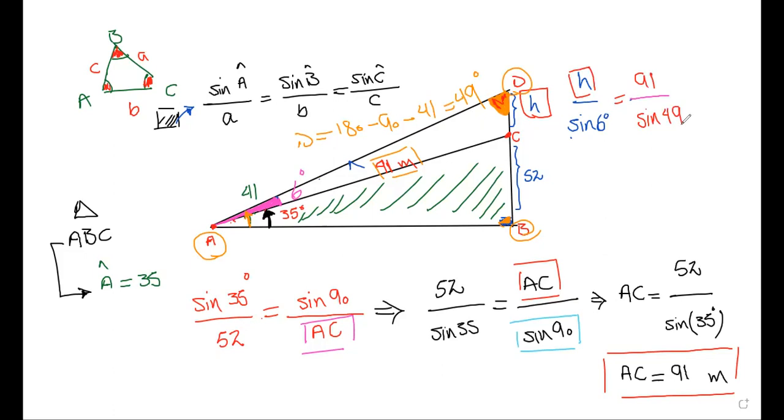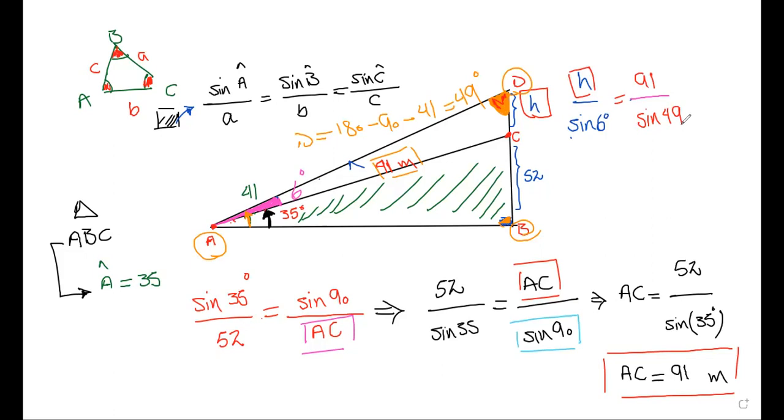Did you see what happened? Why do you put AC over sine 49? AC, because 91 is the side, and it is faced by the angle B, which we found is 49 degrees. Then the ratio is going to be the side over the sine of the angle which faces it. Because this is the sine law.